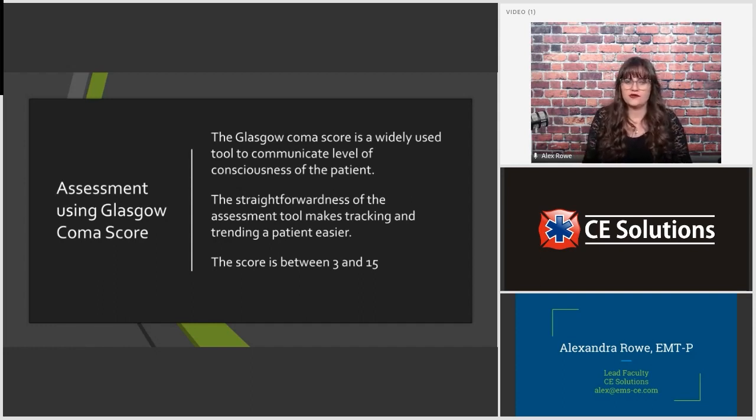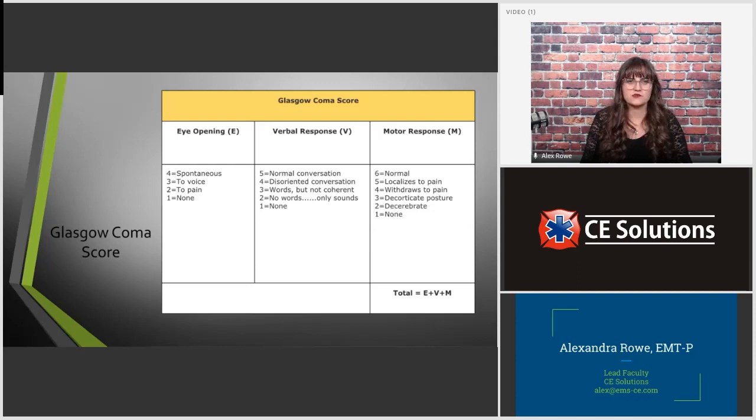So the score is between 3 and 15. Think about this. The wall behind me, what would the GCS of it be? It would be 3, right? Why is that? So here's the chart. Here's a cool chart here. EVM, which is eye-opening, verbal response, and then motor response. And then it's 4, 5, 6 for the total numbers.